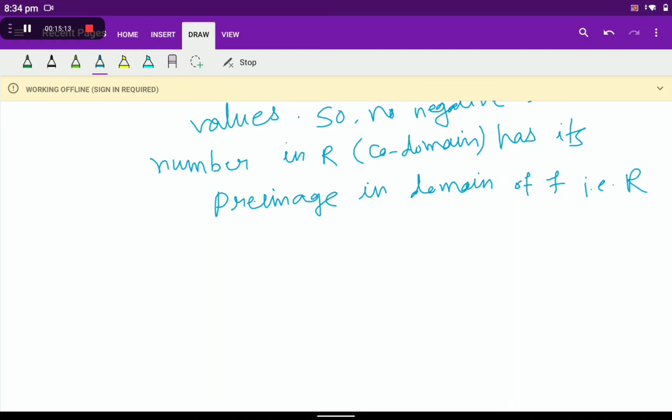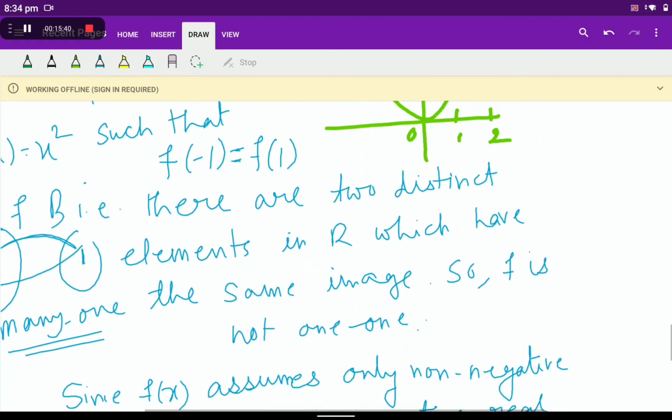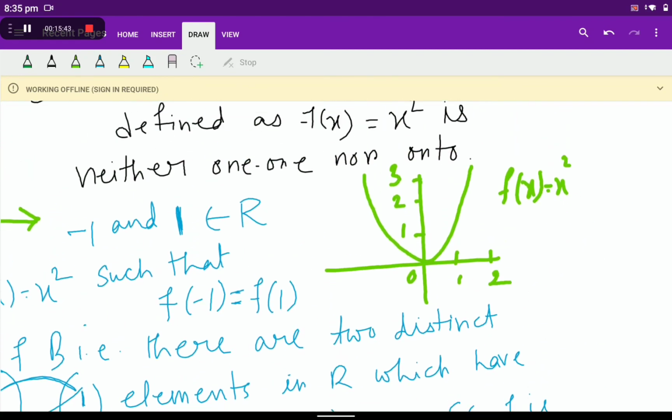So consequently F is not onto, because f of x equals x square, so no negative real number in R has its pre-image in the domain of F, that is in R. So consequently F is not onto. Okay, so these facts are evident from the graph of f of x also. See, they are all about the positive part, right?